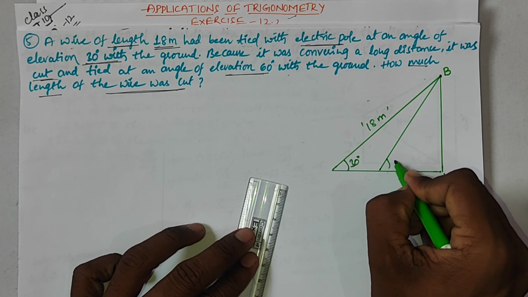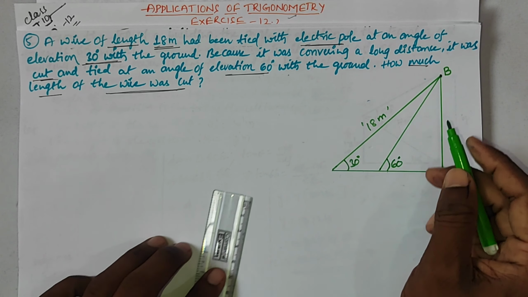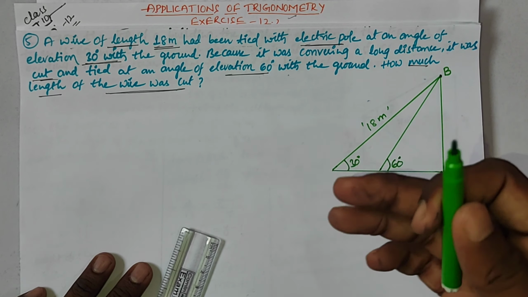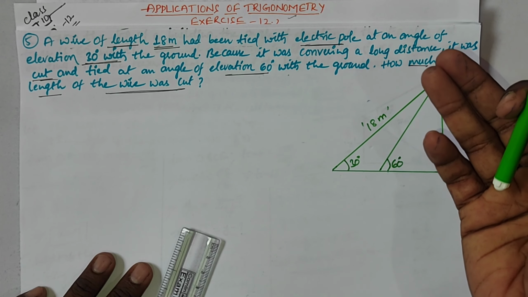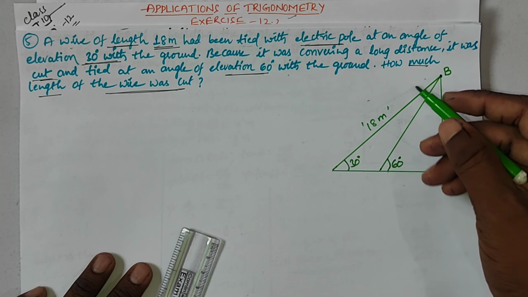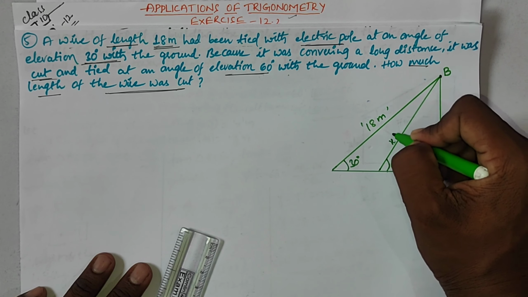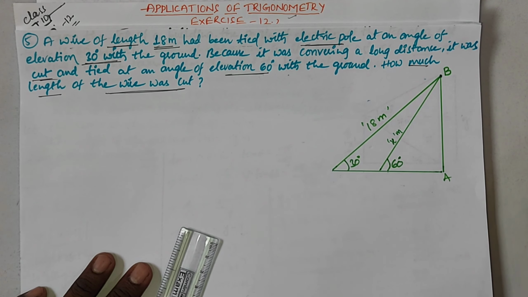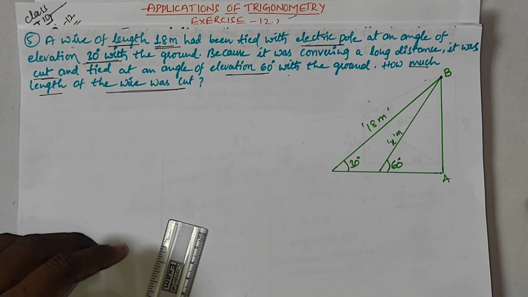Now this is 60 degrees. Right? So from the 18 meters, some part they removed, they cut. We don't know that one. So how much they removed, we don't know, right? So I am considering it as X meters, how much they cut the wire. Now first we'll write what is the given data.